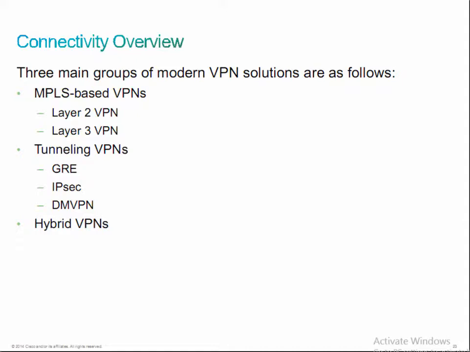With regard to tunneling VPNs, which we would really describe as what we call enterprise managed VPNs. Enterprise managed means that you have complete control over how those VPN endpoints are configured, what traffic gets routed over those VPNs, and so on. These are typically going to be VPNs that you're going to run over a public domain, like the internet. We have GRE, we have IPsec, and we have DMVPN.